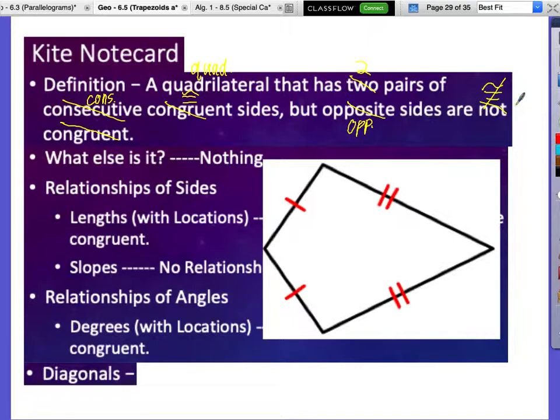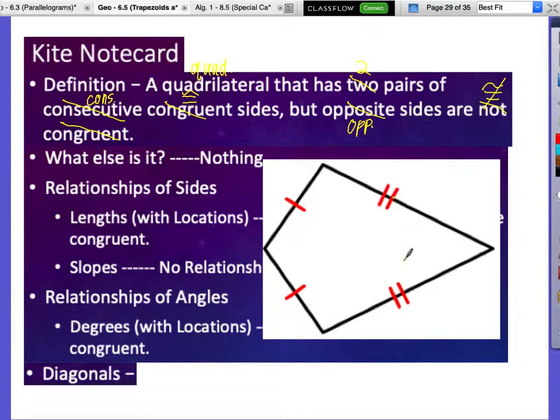And I have a picture up here, so it does kind of look like the toy, like a kite you would see flying around. Here we have 2 pairs of consecutive congruent sides: these 2 with the 1 tick mark on the left, and another pair of consecutive congruent sides on the right. They're next to each other. But opposite sides are not congruent. They cannot be for a kite to be a kite, because otherwise it would be a rhombus. So we don't want that.